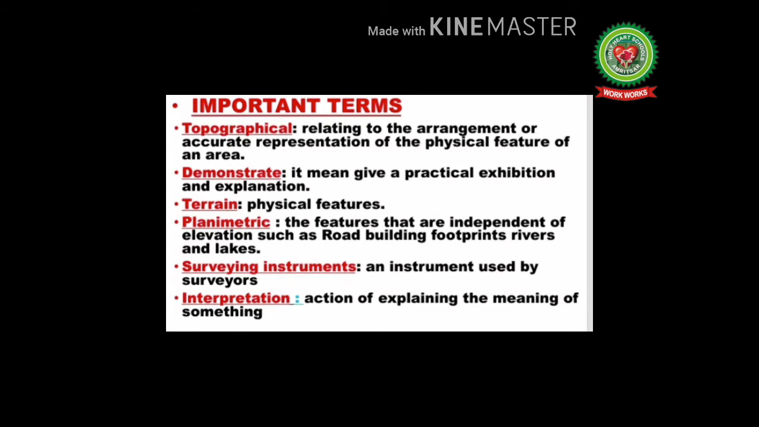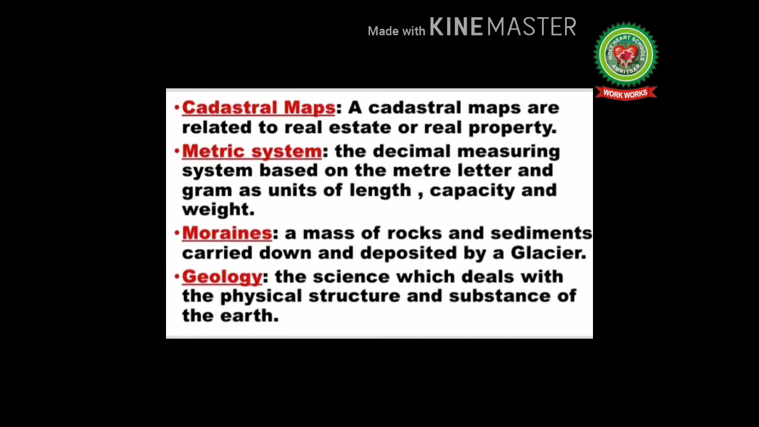Terrain means physical features. Next is planimetric, the features that are independent of elevation such as road building footprints, rivers and lakes. Surveying instrument, an instrument used by surveyors. Interpretation, action of explaining the meaning of something.